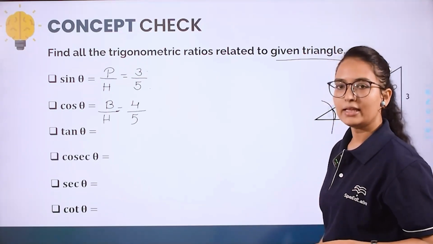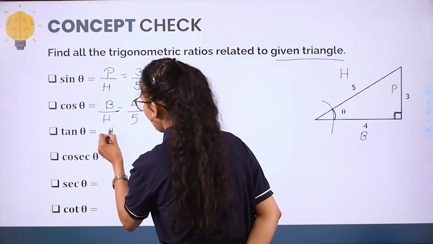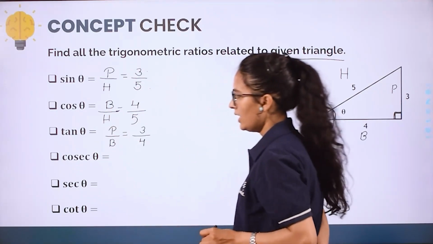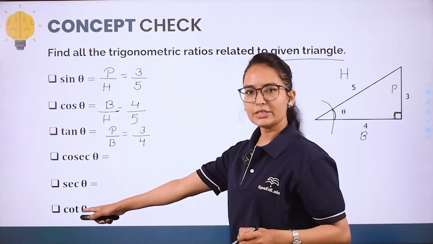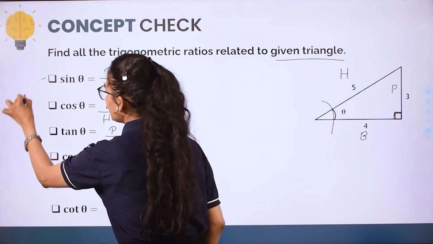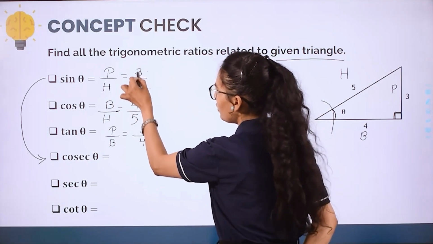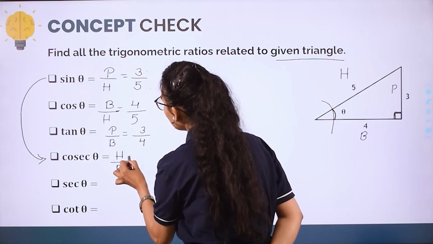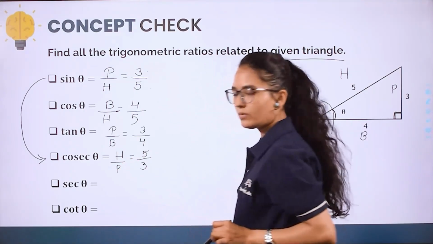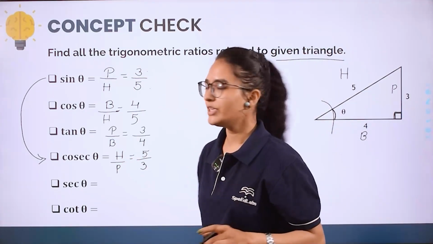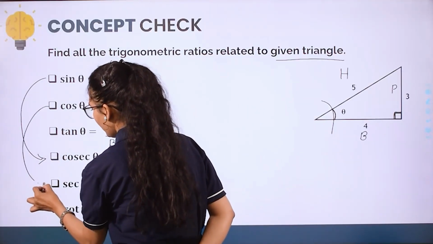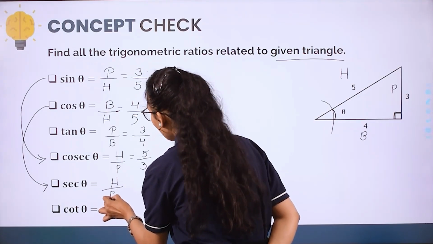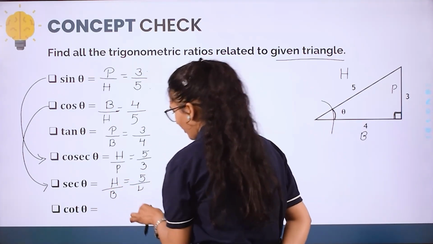Tan theta is P by B. So we can write from here, that is 3 by 4. Now, if I don't remember the definitions, but I do remember the relations that exist between these, I just have to write the reciprocal. So this becomes H by P, and this becomes 5 by 3, because sine and cosec are inverse to each other. Here we have cos theta and cosec theta. They are also inverse to each other. So B by H becomes H by B, and 4 by 5 becomes 5 by 4.